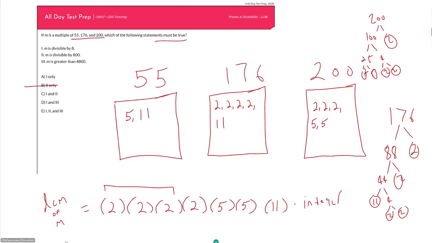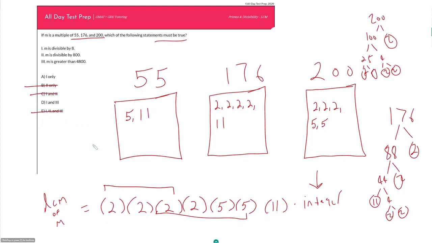So what about statement 2? Does M have to be divisible by 800? From here we have a 100 using 2 5s and 2 2s. But then we need 3 more 2s, but we only have 2 of them. So M will be divisible by 400, but not necessarily 800. It could be divisible by 800 if, for example, I get an extra 2 from over here, but it is not necessarily true. So we don't know this. Anything that contains a 2 can go. We're left with just A and D.